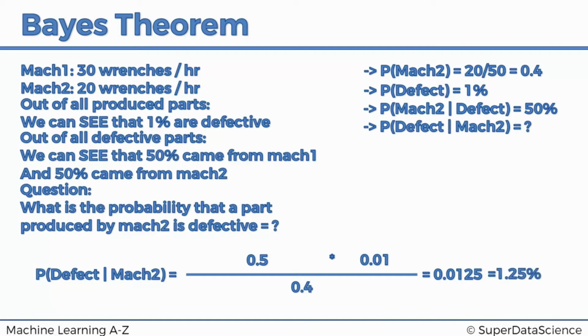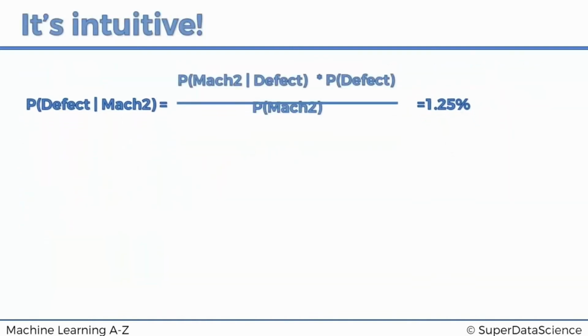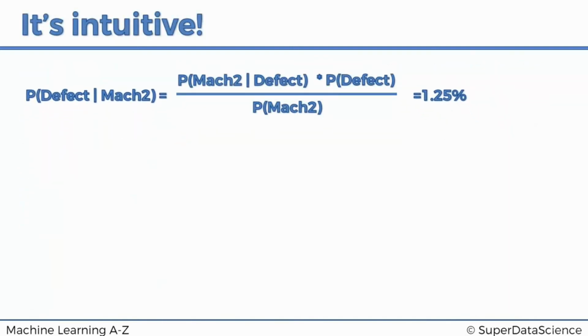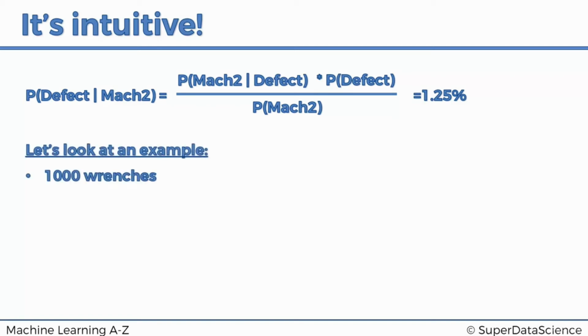Now let's move on to the intuition, the fun stuff, right? So there's 1.25%. Let's move this to the top. That's our Bayes theorem. Let's look at an example, and you'll see that it's actually very, very intuitive what we just did. It all makes total sense. Let's say we produced 1,000 wrenches all total. So in total, we have 1,000 wrenches after the two machines were working for some time.